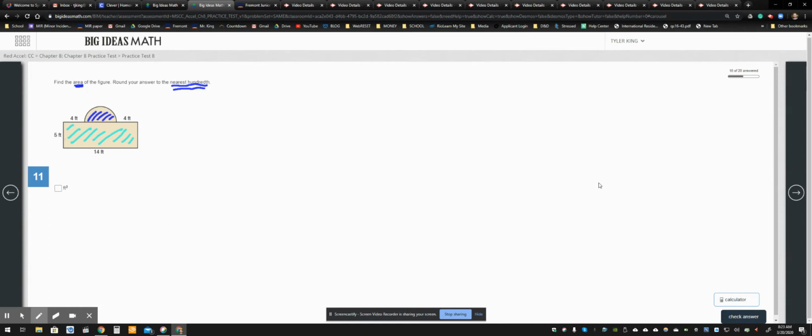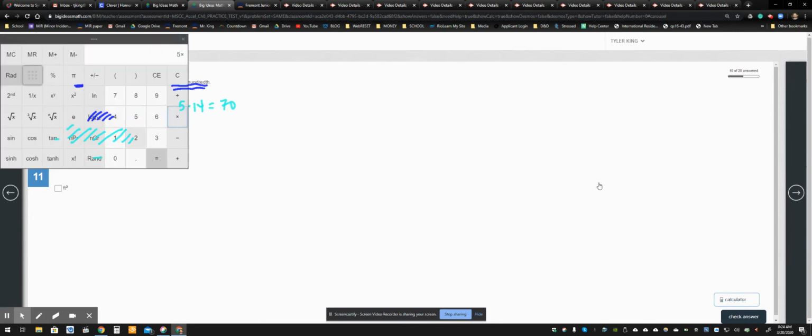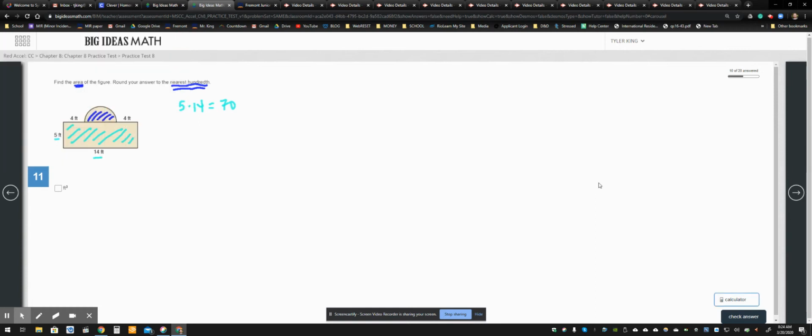Now, a couple things here. We first are going to find the area of this rectangle. So we're going to do 5 times 14. 5 times 14 is going to be equal to 70. Sorry, my brain's not where it needs to be. Let's just double check that on the calculator. 5 times 14 is going to be equal to 70.